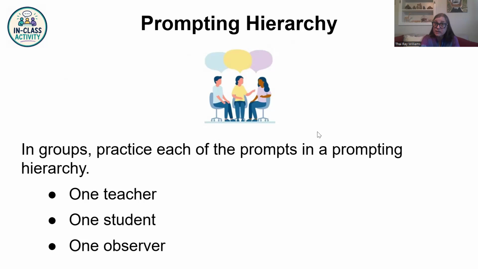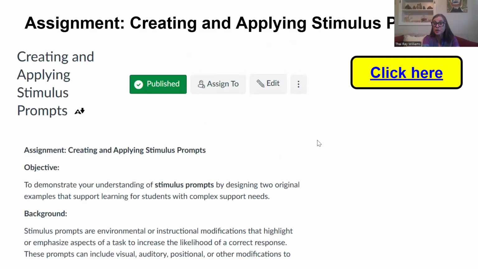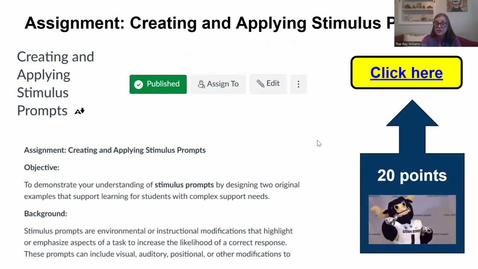Finally, I want you to practice the different types of prompts that are found in the prompting hierarchy so that you feel a little bit more comfortable delivering those and assessing students using those different types of prompts. And then finally, you are going to work with a partner. You're going to create and apply stimulus prompts, and that will be a partner project that will be submitted for a grade, and it is worth 20 points. And we'll talk about that in class, on what that looks like.